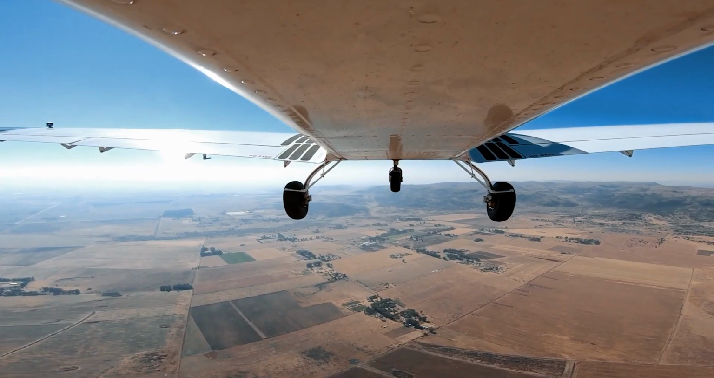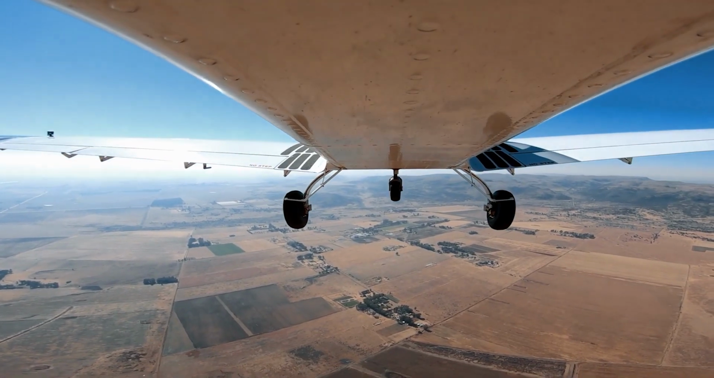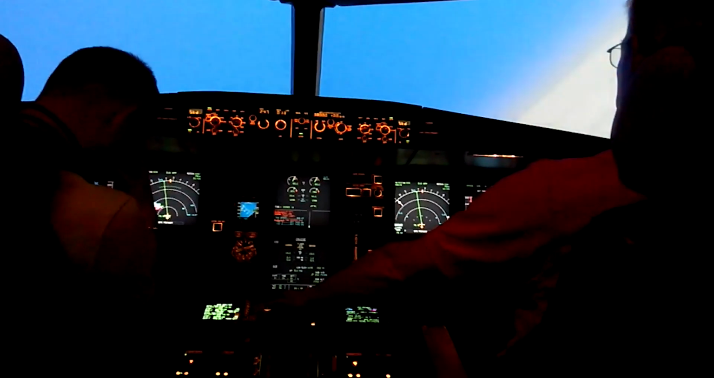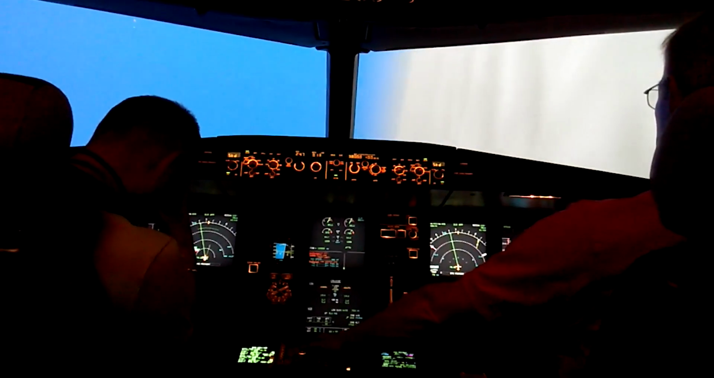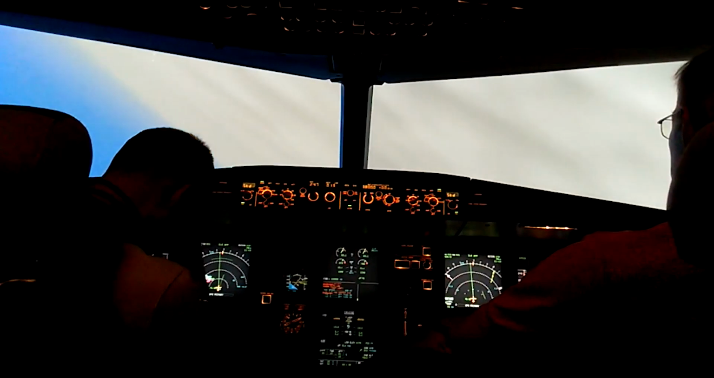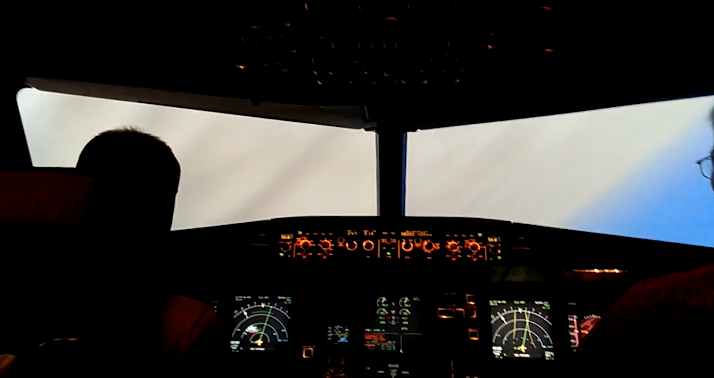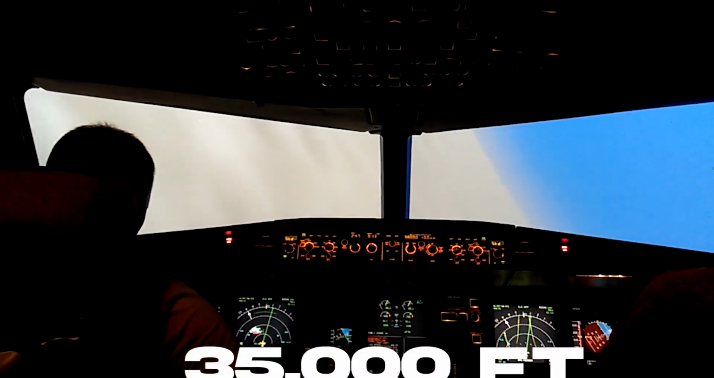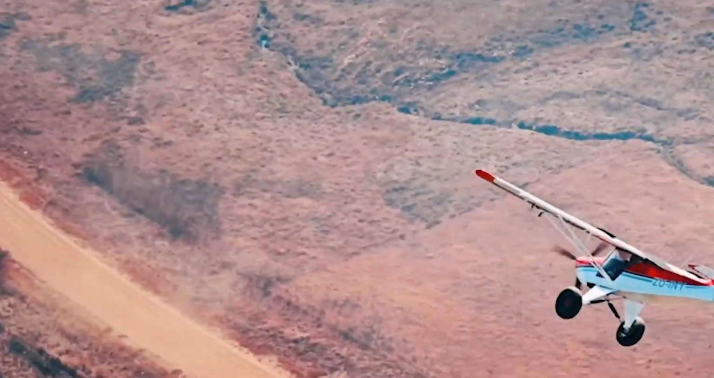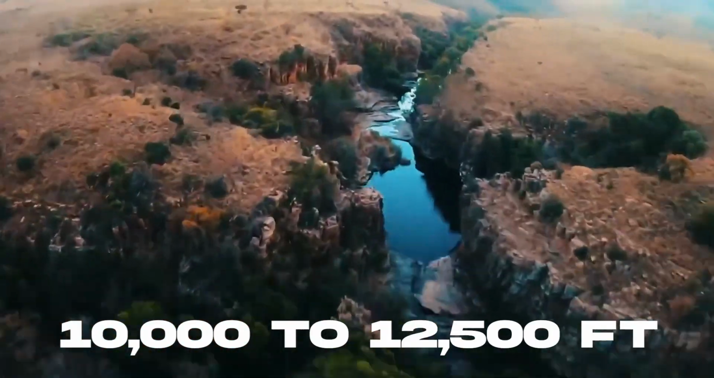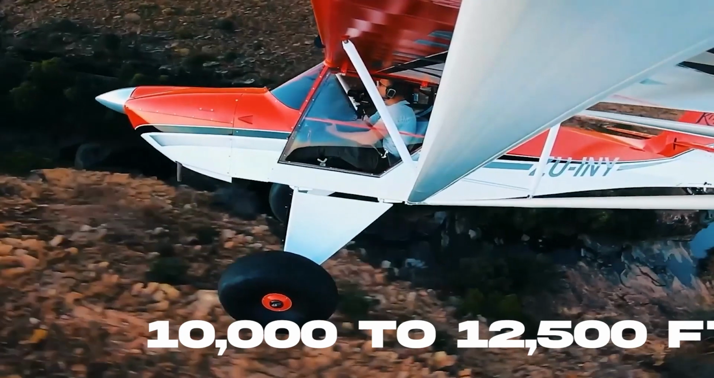However, there are some situations in which recovering from a stall is not so simple. For example, recovering from a high-altitude stall is quite difficult. It is due to the lower density of air at high altitudes of, let's say, 35,000 feet. At such an altitude, the plane normally descends about 10,000 to 12,500 feet before recovering from a stall.